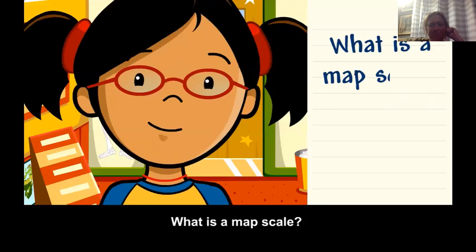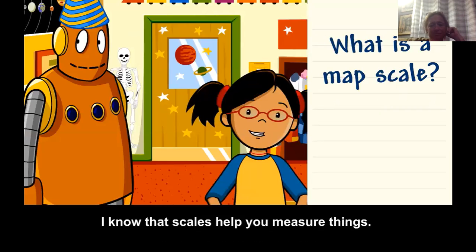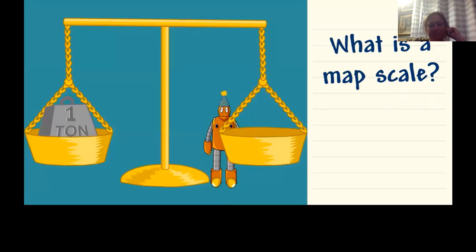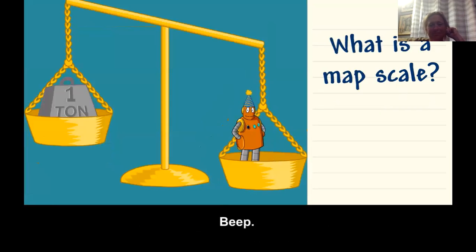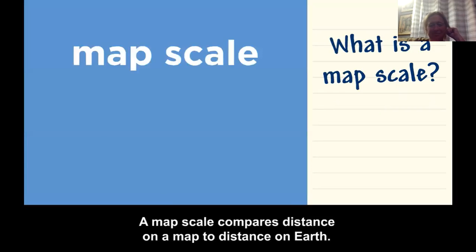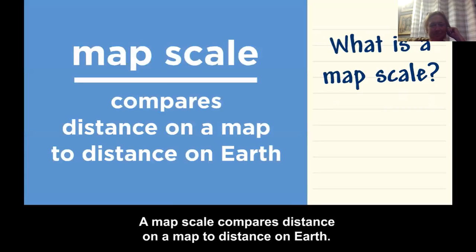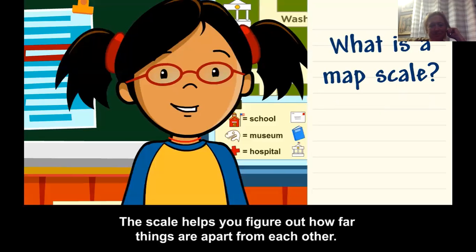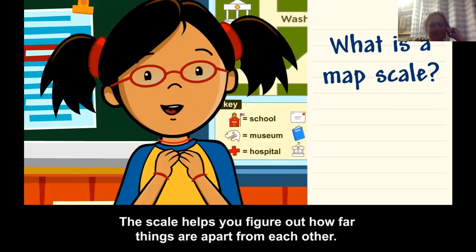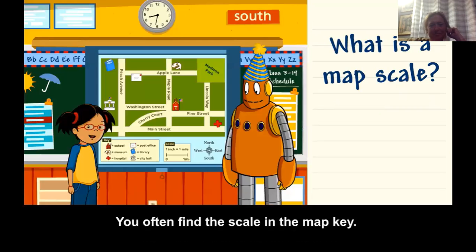What is a map scale? I know that scales help you measure things. A map scale compares distance on a map to distance on Earth. The scale helps you figure out how far things are apart from each other. You often find the scale in the map key.